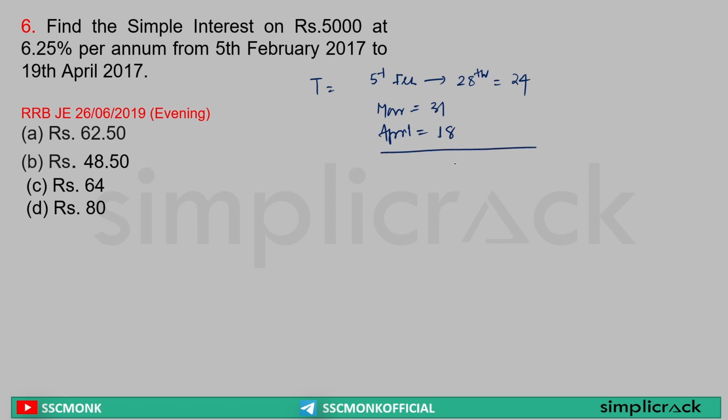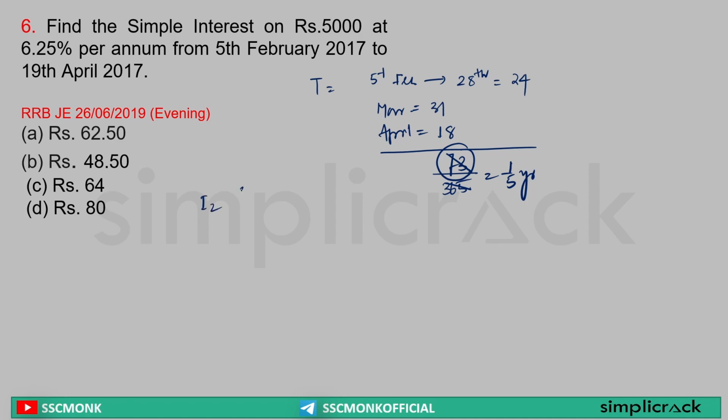Yes. So total number of days 24 plus 31, 55, plus 18, 73. So 73 days divided by 365 will get me what? Sir, it will get me 1 by 5 year. Yes or no from the previous question? Yes. Now it is asking about interest.